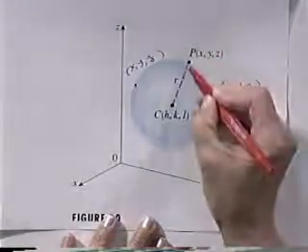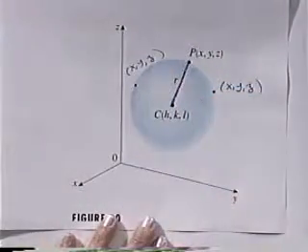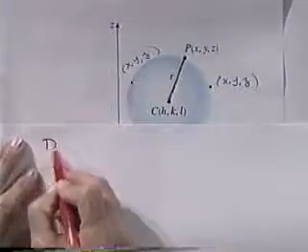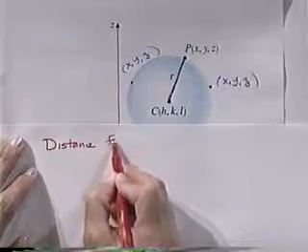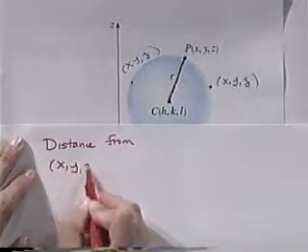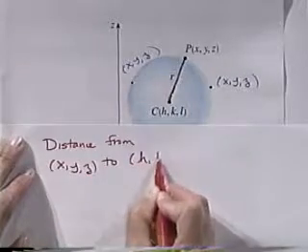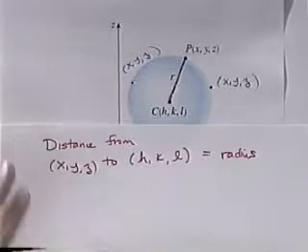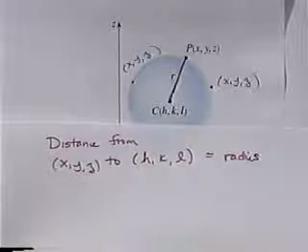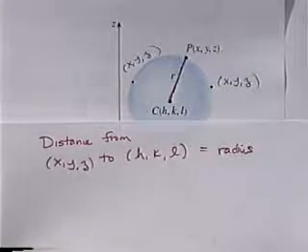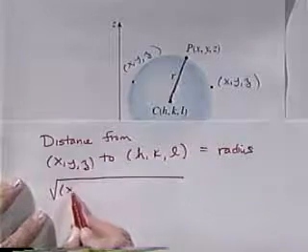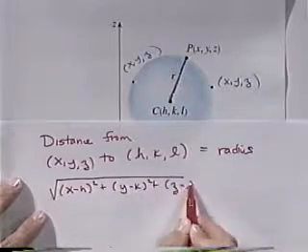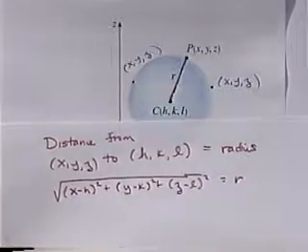They are all r units from the center. So in other words, the distance from any point on the sphere (x, y, z) to the center (h, k, l) has to equal the radius. And we just did the distance formula, right? Well, what's the distance from the point (x, y, z) to the point (h, k, l)? That would be the square root of (x minus h) squared plus (y minus k) squared plus (z minus l) squared. And we have to have that equal to r.